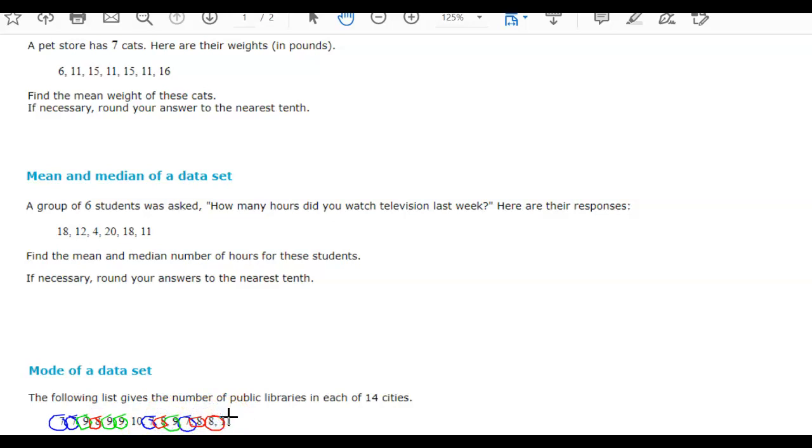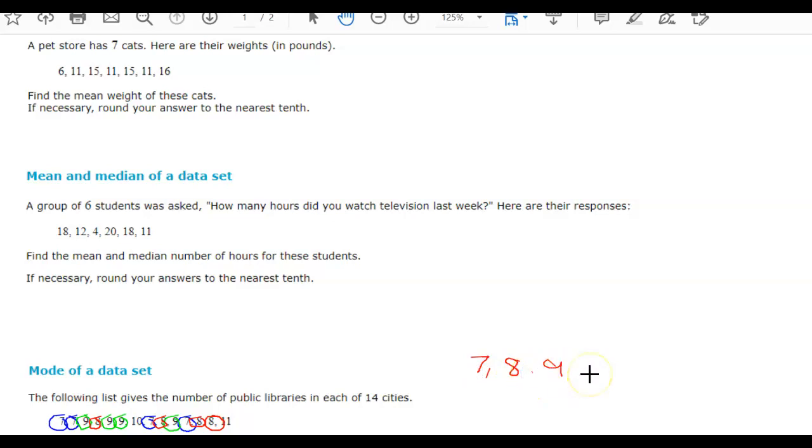Okay, so I have 4 numbers, actually three different numbers. I have the 7, the 8, and the 9, and they all tie for appearing the most number of times. They all appear 4 times. So in this particular problem, I actually have 3 modes. I have 7 as a mode, I have 8 as a mode, and I have 9 as a mode.